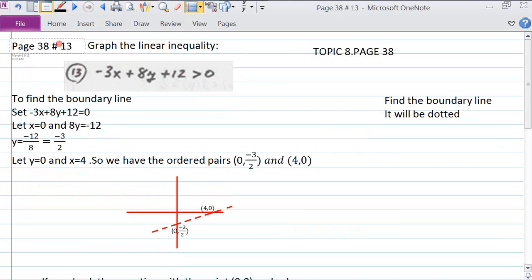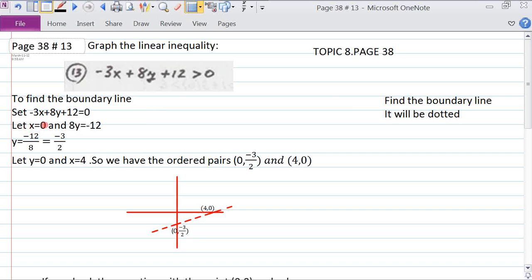The next problem is number 13. And here again we are asked to graph the linear inequality minus 3x plus 8y plus 12 greater than 0. The first thing we're going to do is find the boundary line. So we're going to set this equation equal to 0. In other words, we're going to remove the inequality sign and just put an equal sign in.